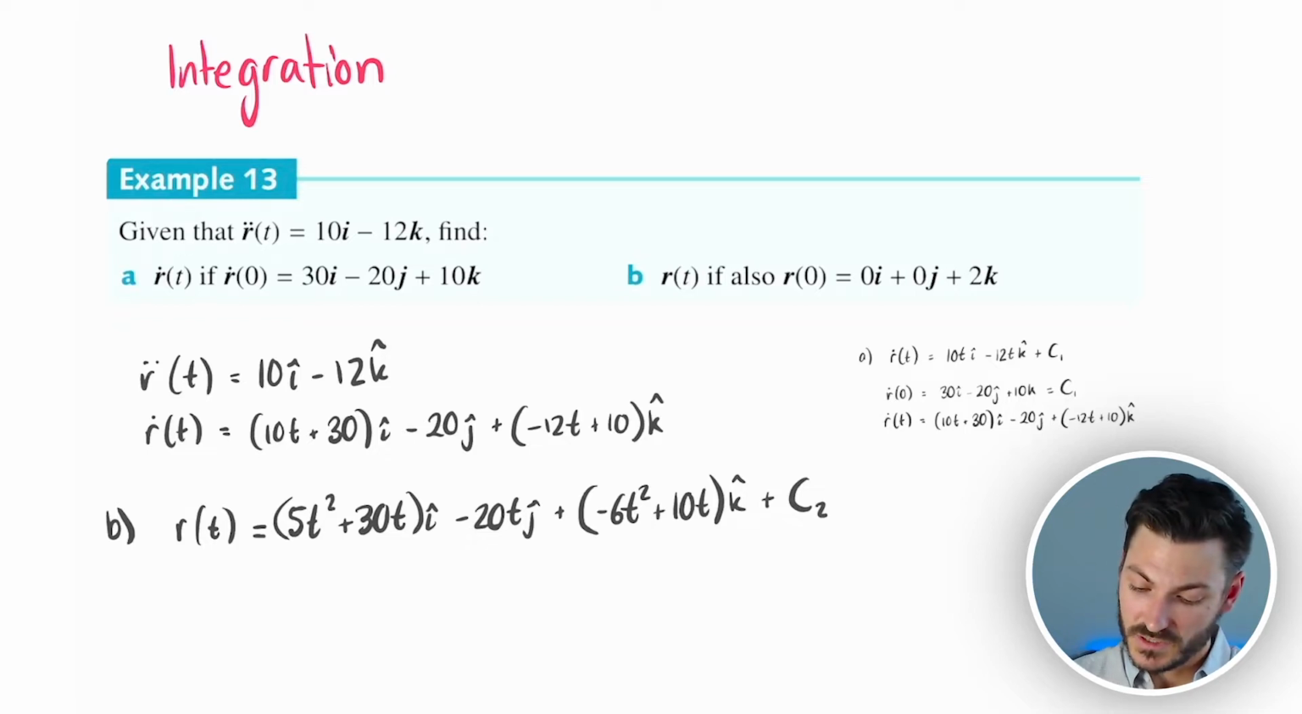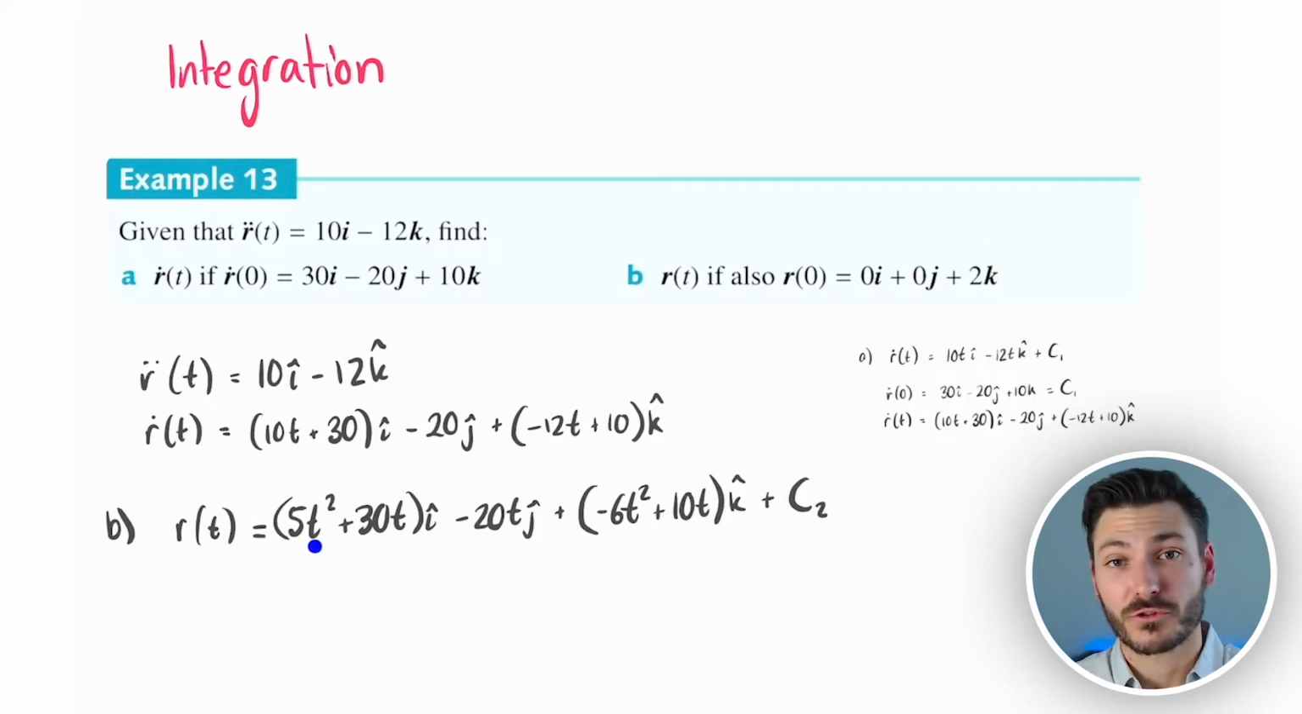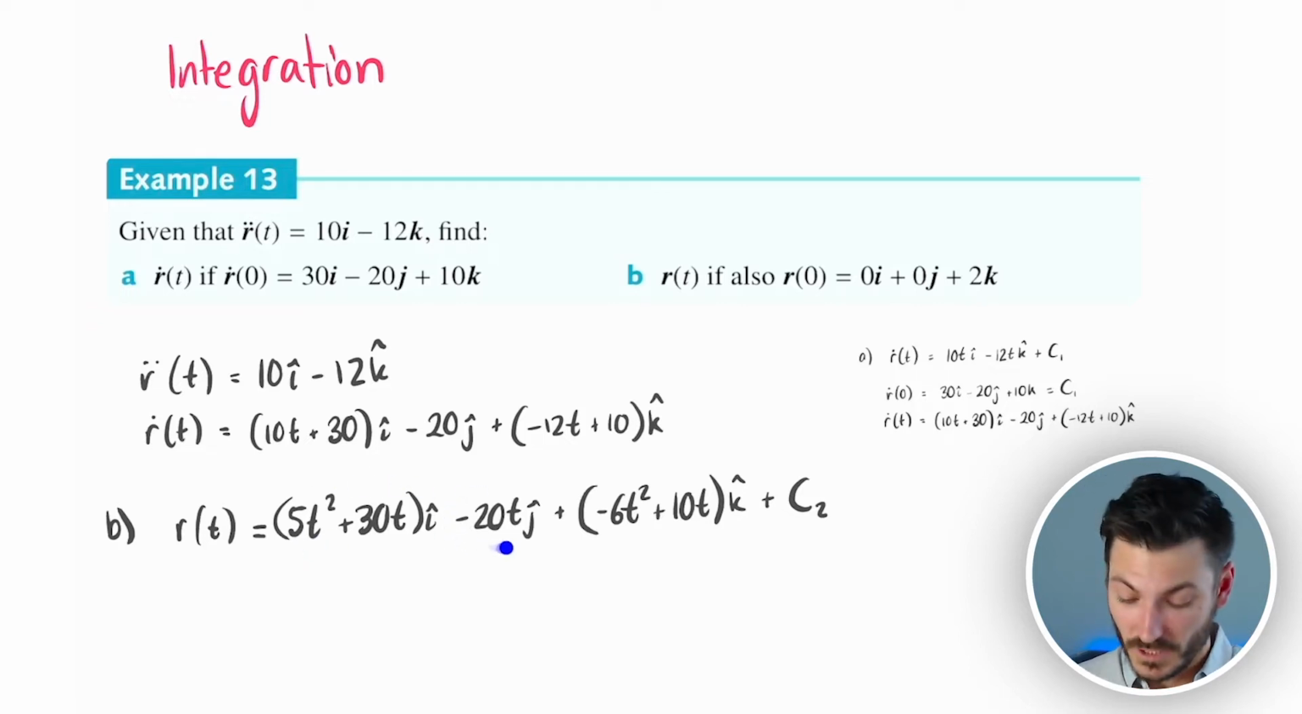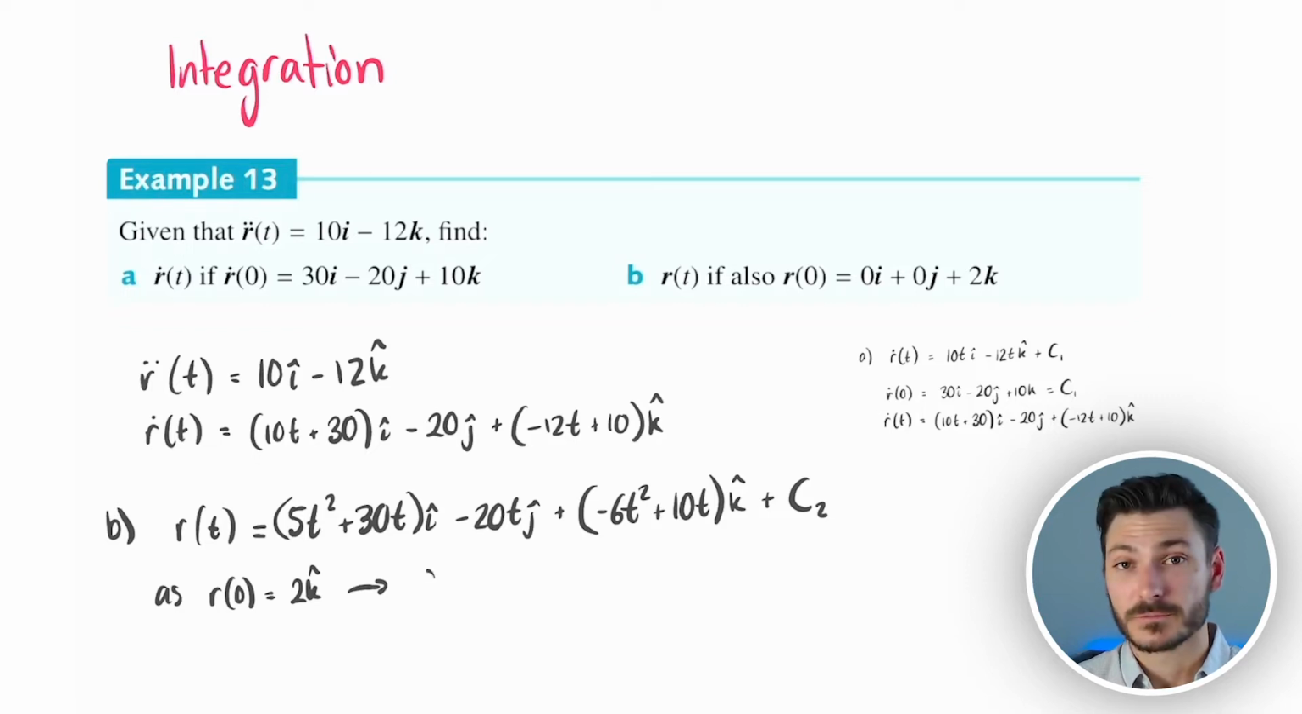Now my initial position is simply 2k. This time I'm going to go through much faster and just look and see that all of my components have t in them. So when I substitute the initial position, aka when t is 0, all of those are going to go to 0. So i is going to be nothing, j is going to be nothing, and k is going to be nothing. And therefore I can say as r of 0 equals 2k, this implies that C2 equals 2k itself.